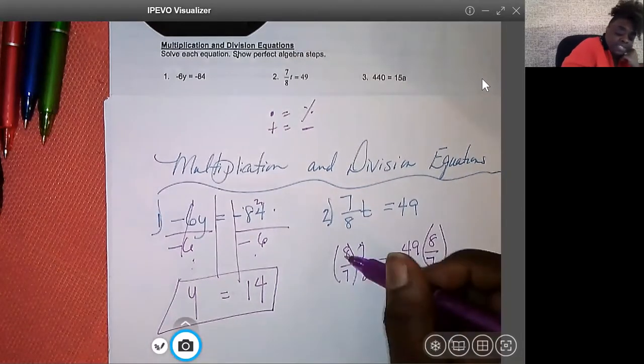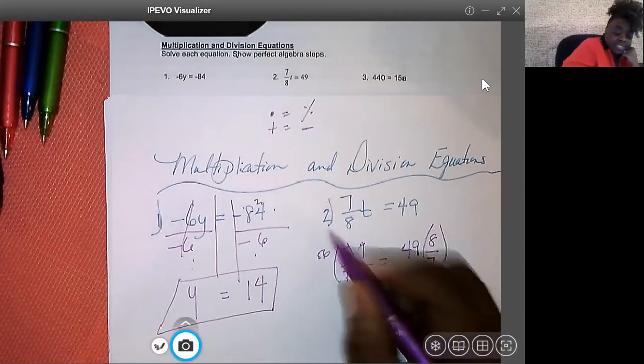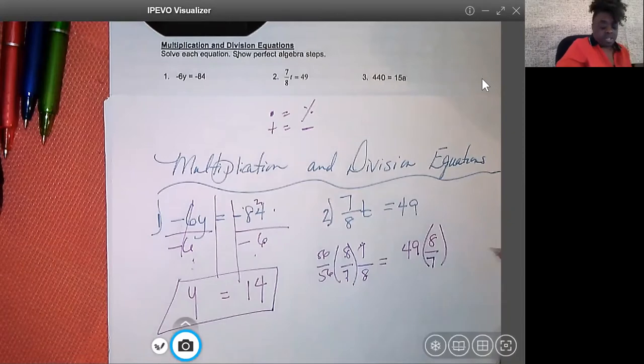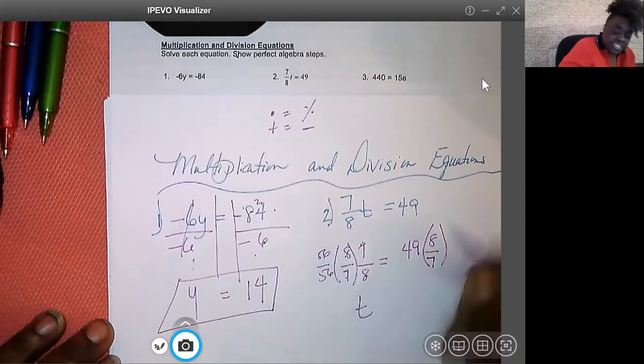All right, 8 times 8 is 56. 7 times 8 is 56. So those cancel out, which gives you a 1, and that leaves you with just a t as the variable.